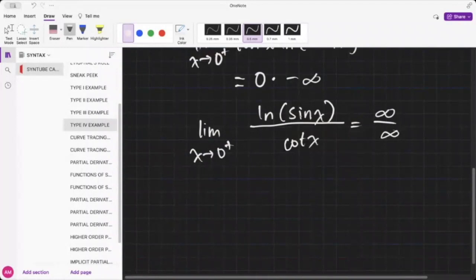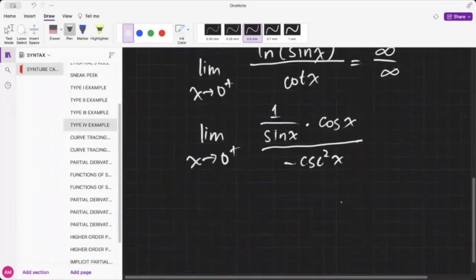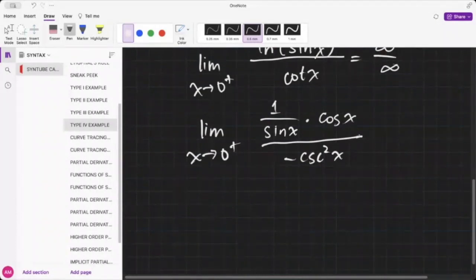So we get the derivative of the numerator and the derivative of the denominator separately, as x approaches 0 from the right. What is the derivative of the numerator? 1 over sine x times the derivative of the inside, cosine x. Okay? Over, what is the derivative of the denominator? That's just negative cosecant squared of x. Let's try to express this in sine and cosine functions. Maybe we can cancel something.